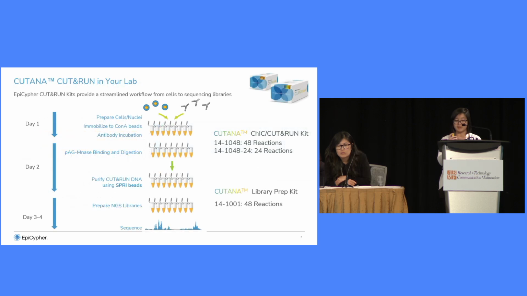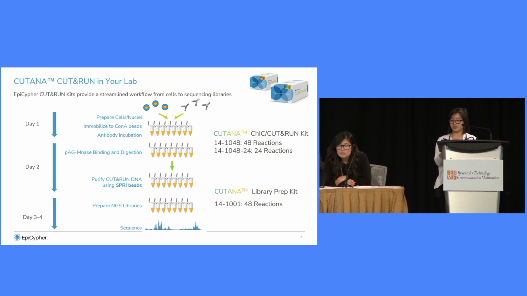So how would you implement this assay in your lab? It's a low-effort adoption with our kits. We offer customers 24 and 48 reaction cut and run kits, as well as 48 reaction library kits that work seamlessly together using 8-strip tubes. In total, these kits allow you to go from cells or samples to libraries and sequencing data in 3 to 4 days. For throughput, most users can comfortably run 24 reactions at a time. We found experienced users can perform 48 reactions with no problem.